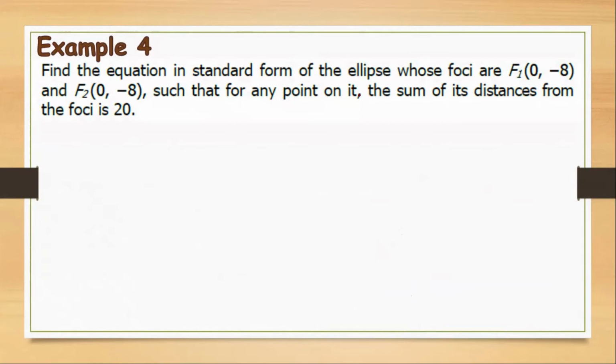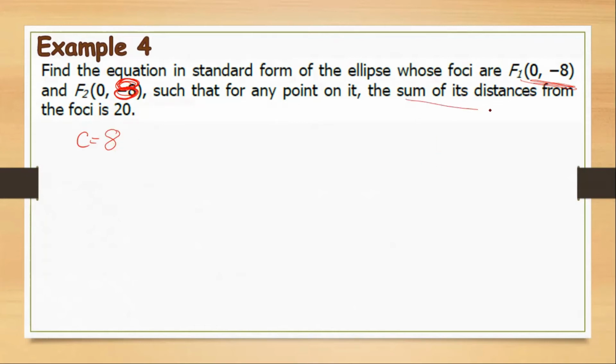Find the equation in standard form of the ellipse whose foci is found at 0, -8. Sorry, that's 0, -8. And the other one is 0, +8. I think there is a typographical error with your math packs, so just consider that as 0, +8. So, as you can see, our C is 8 units from the center. So let's have C equals 8.